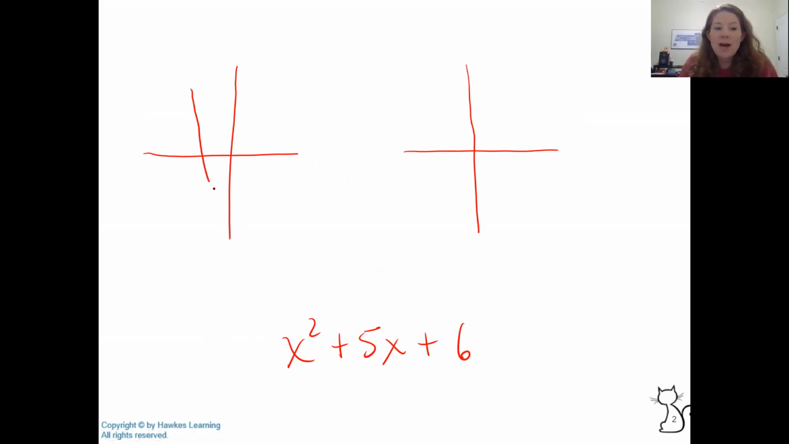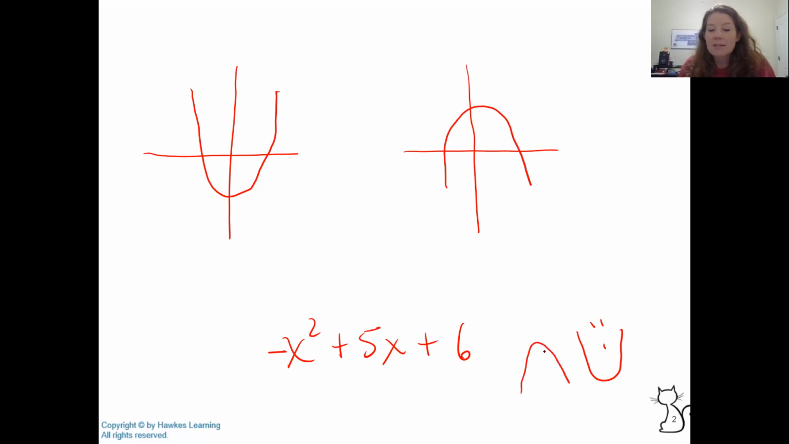You're going to either have a positive parabola that goes up and up like a smiley face, or if the coefficient of A is negative, you are going to have a picture that looks like this. So it's like a sad face. A sad parabola is what I call it. Okay, I know that's not an official term.